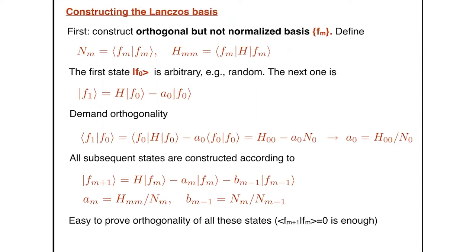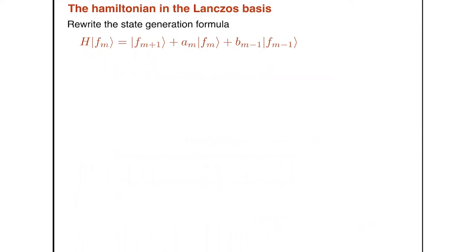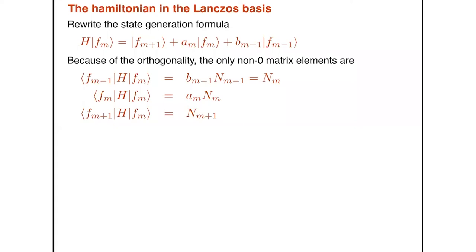Take this formula, and now you can express HFm just in terms of these, plus those, right? So what is HFm? It's really just that formula. It looks like that. So now you have HFm already, and you just take the overlap with all other m, and because we constructed it in an orthogonal way, you know that the overlap with these will all vanish.